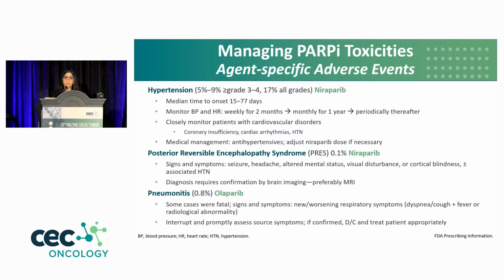Pneumonitis, this is something very rare. It's only reported with olaparib. We monitor for a new or worsening dry cough with or without fever, any chest pain, any shortness of breath. If that is reported by patients, we get imaging, starting with chest X-ray, to rule this out among many other causes that can cause pneumonitis, including infections.